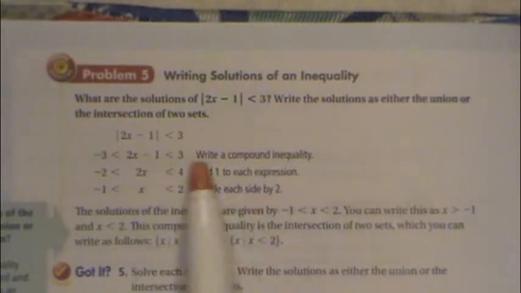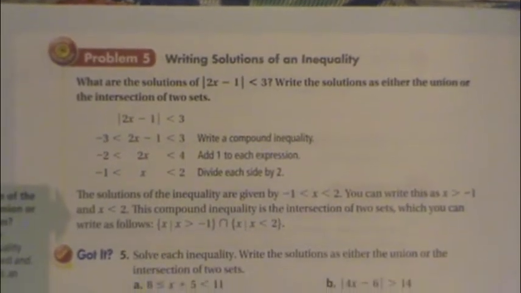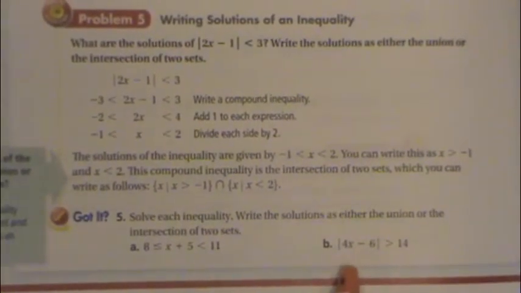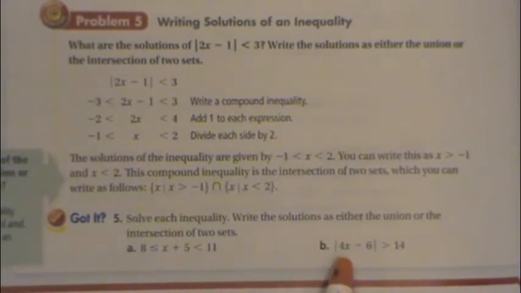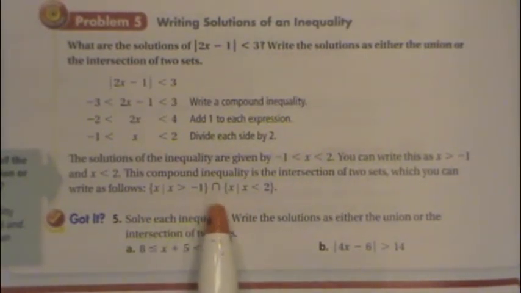Go back and watch this whole process again if you need to. I want everybody to do got it number 5. It's 2 parts. It's a little bit hairy. This one is an absolute value inequality. You might have to refer back to that chart that I gave you in the last section to figure it out. You're going to solve these, and then you're going to write the solution in set builder notation as either a union or an intersection. Go for it!